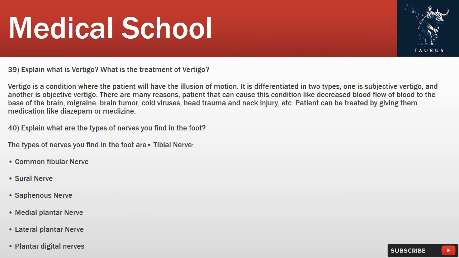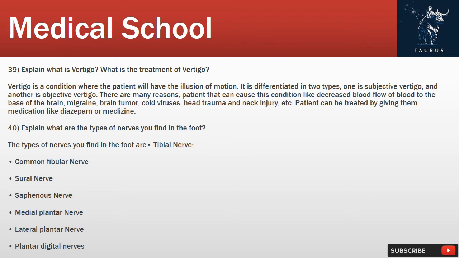39. Explain what is vertigo. What is the treatment of vertigo? Vertigo is a condition where the patient has the illusion of motion. It is differentiated into two types: subjective vertigo and objective vertigo. There are many reasons that can cause this condition, like decreased blood flow to the base of the brain, migraine, brain tumor, cold viruses, head trauma and neck injury, etc. The patient can be treated with medication like diazepam or meclizine.